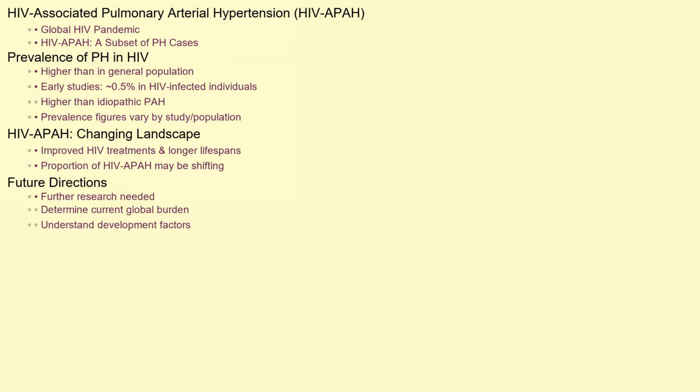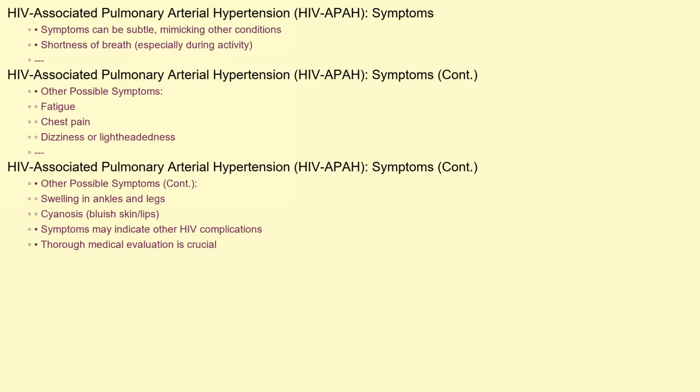The symptoms of HIV-PAH can be subtle and often mimic those of other conditions, leading to delayed diagnosis. The most common symptom is shortness of breath, especially during physical activity. Other symptoms may include fatigue, chest pain, dizziness or lightheadedness, swelling in the ankles and legs, and a bluish tint to the skin or lips, known as cyanosis. It's important to remember that these symptoms can also be associated with other complications of HIV or opportunistic infections, so a thorough medical evaluation is crucial if you're living with HIV and experiencing these symptoms.